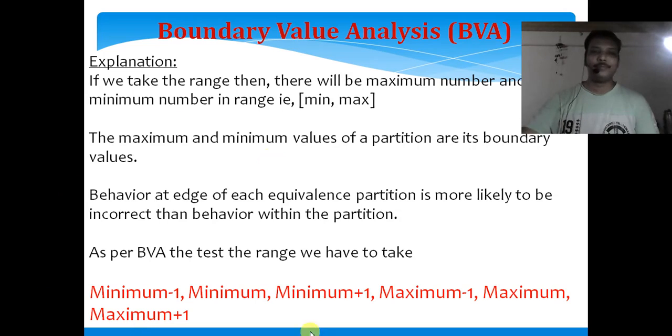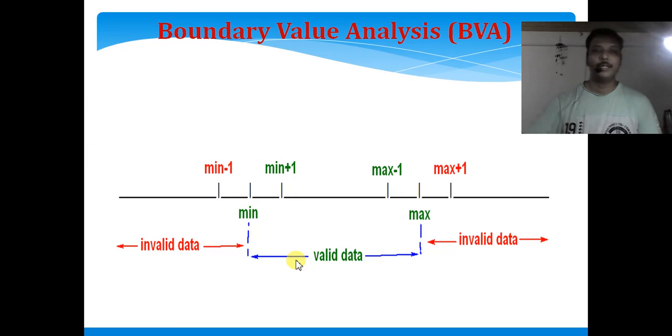I think you understood. We'll see an example. If I'm taking 18 as the minimum value and 60 as the maximum value, what I have written in green are the positive ones. Positive data means valid data. Minimum plus 1 will be 19 if 18 is the minimum, so it is also valid data. Maximum is 60, so the maximum minus 1 is 59. If you enter 59, it will not give any error message, it will accept it. So this is also positive.